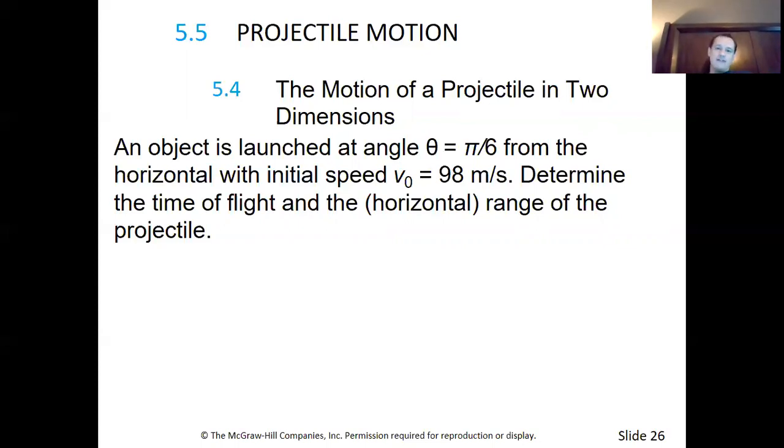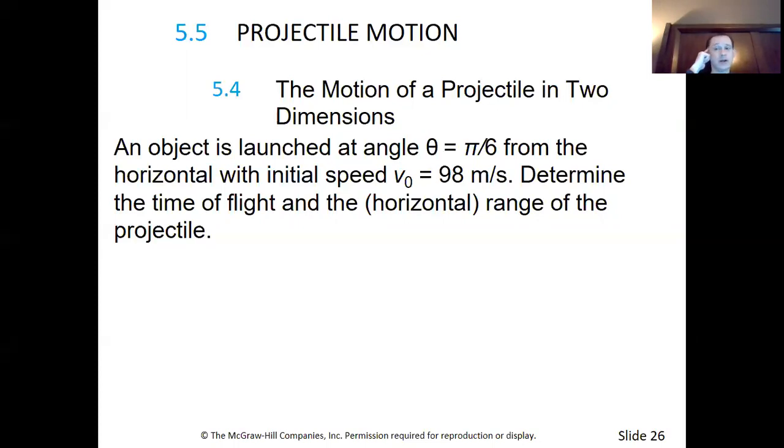They're shot off at this angle. So something's shot off at a 30-degree angle. That's always compared to the horizontal. So this little angle I'm making right here with my hands, that is a 30-degree angle. It's shot off with a starting velocity of 98 meters per second. Determine the time of flight and the horizontal range, how far it goes in the x direction, of this projectile.